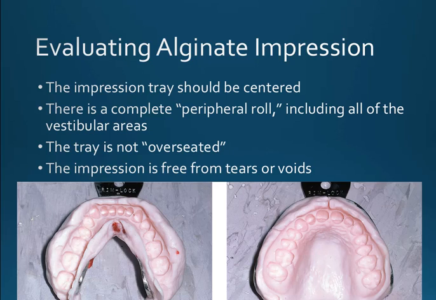And when we're evaluating, we also want to make sure that the tray is not overseated. What you'll notice when you have an overseated tray is you'll actually see the tray itself kind of peeking through the teeth. And in this case, it's all one uniform pink color. So if it were overseated, we would actually see some metal peeking through on those occlusal surfaces, and we don't see that in this case. We also want to make sure that the impression is free from any tears or voids. Now, sometimes this will happen upon removal. So if that happens, we definitely need to retake it.